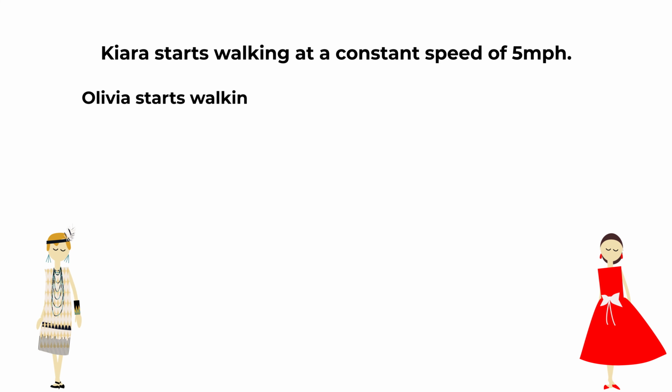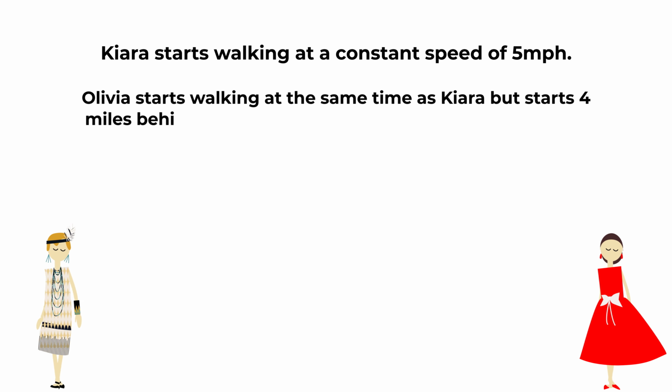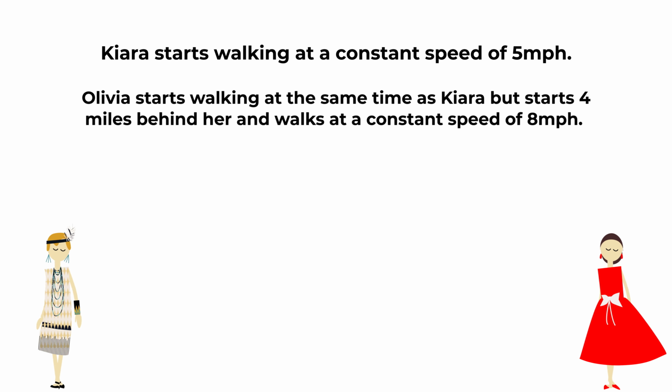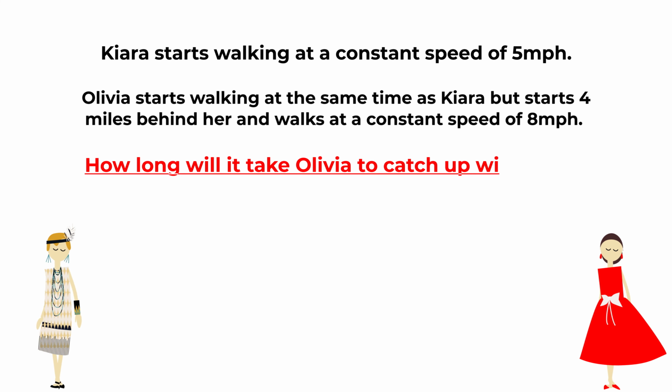Olivia starts walking at the same time as Kiara, but starts 4 miles behind her and walks at a constant speed of 8 miles per hour. How long will it take for Kiara to catch up with Olivia? You're presented with 4 different choices.